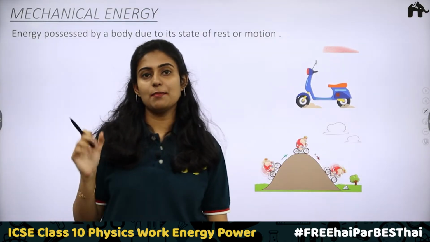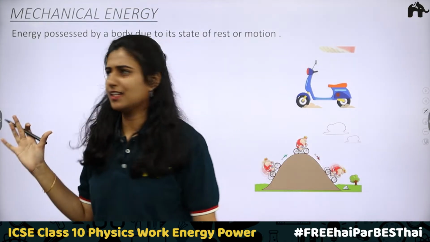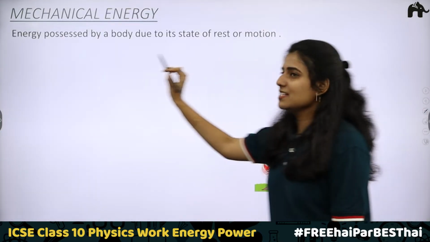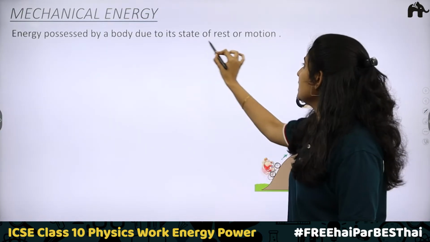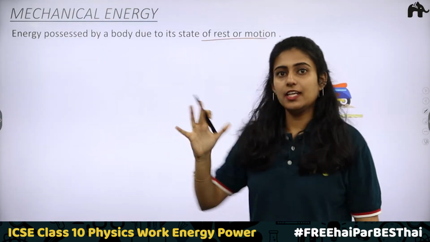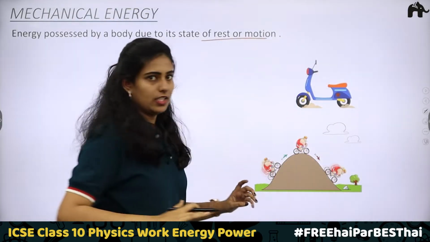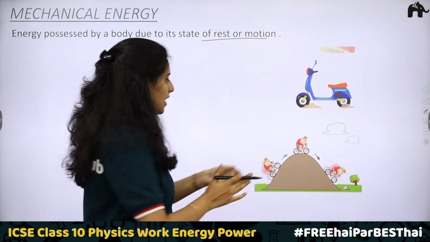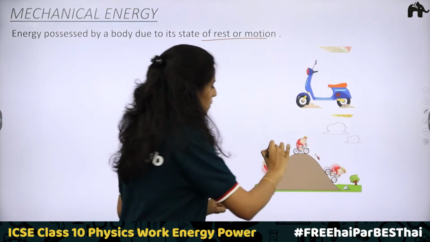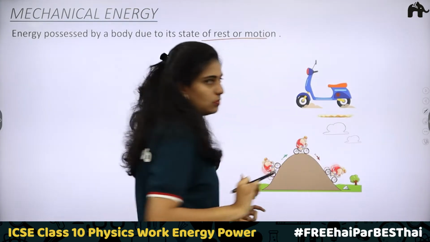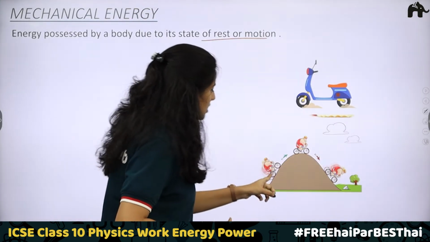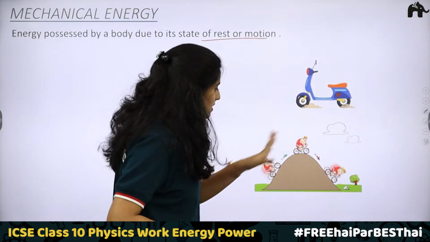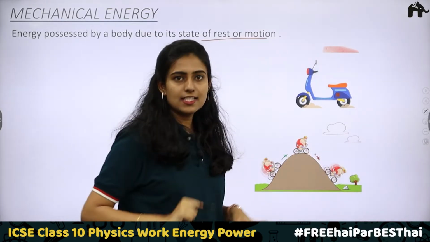First, we are going to discuss mechanical energy. Mechanical means something related to moving, I think. This is the energy possessed by a body due to its state of rest or motion. Here you can see a scooter is moving. Due to this motion, there is some energy and this energy is mechanical energy. Here you can find a person moving along a mountain on a cycle. Initially at this point he has energy. When he reaches this point, he has some energy. To move down also he has some energy.